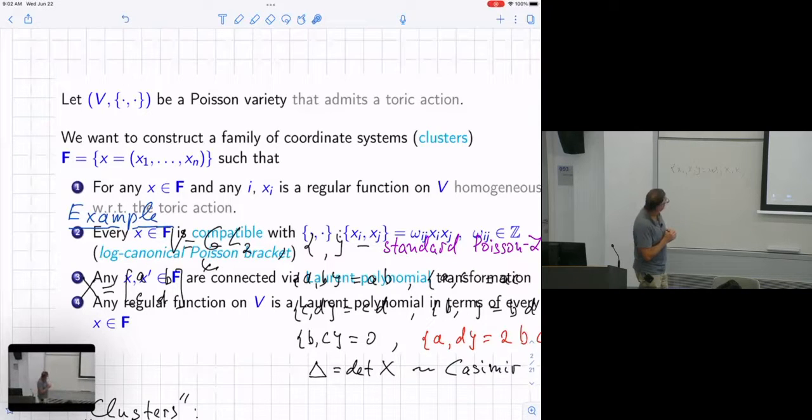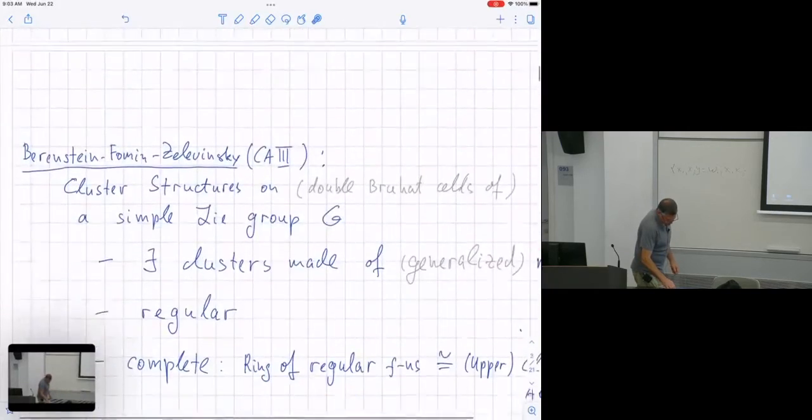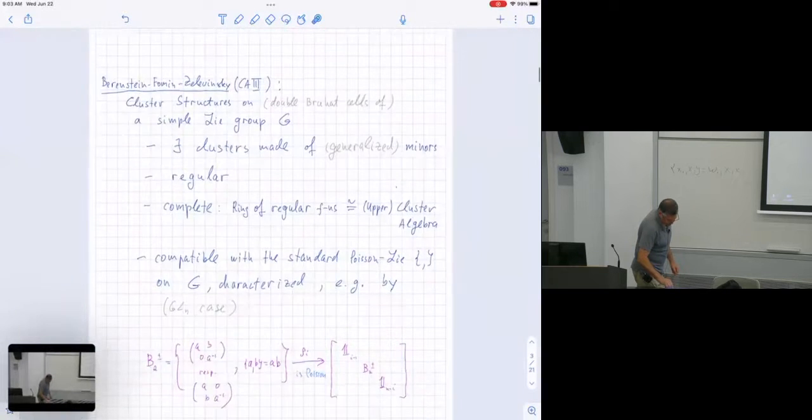And on top of that, we would like to have the following. We want to have enough of these coordinate charts so that if you generate an algebra from all the functions that are involved in all of these coordinate systems, we want the ring of regular functions to coincide with this algebra. So let me just try to go to a main example, maybe that will be relevant to us.